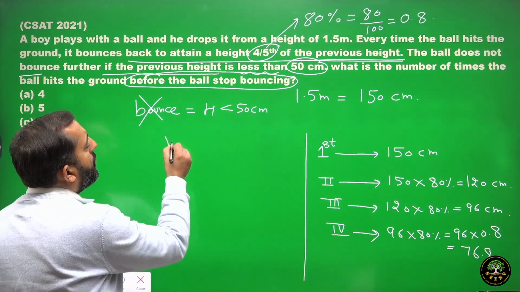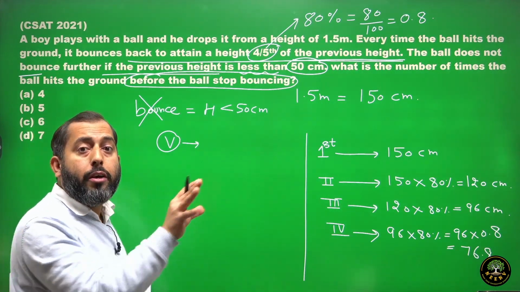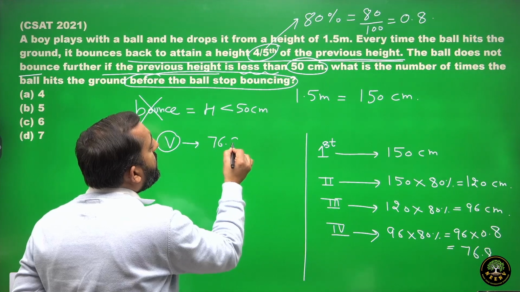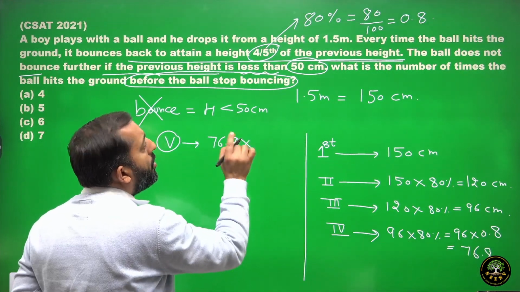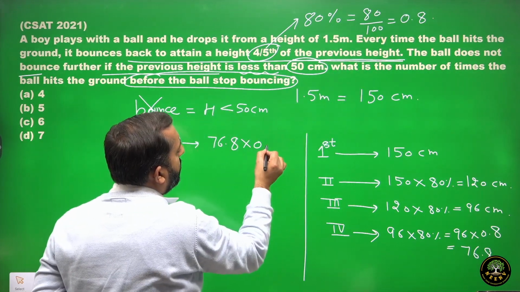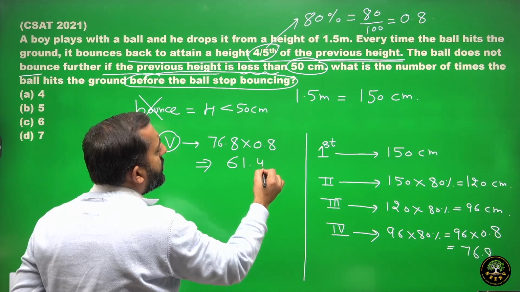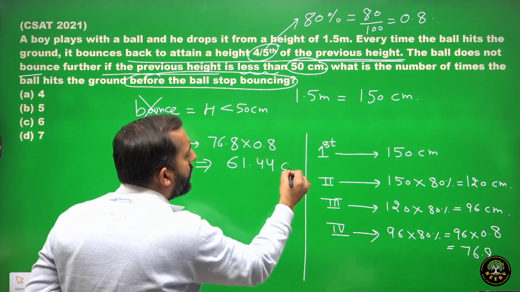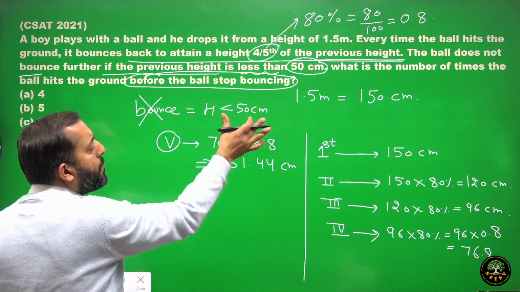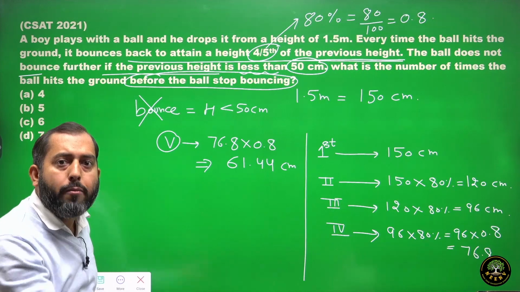Now let's talk about the fifth strike. So before hitting the ground for the fifth time, the distance traveled by the ball is going to be 76.8 into 4/5, which is 80%, which is 0.8. So if you multiply this, what does it give you? 61.44 centimeter. 61.44 centimeter is greater than 50 centimeters. Obviously, after hitting the ground for the fifth time, the ball will bounce back.